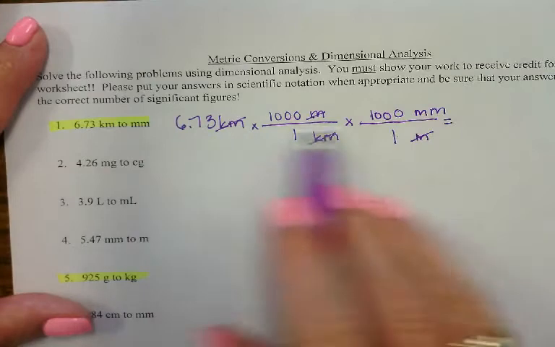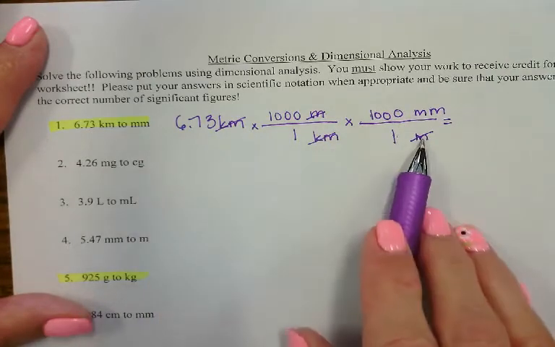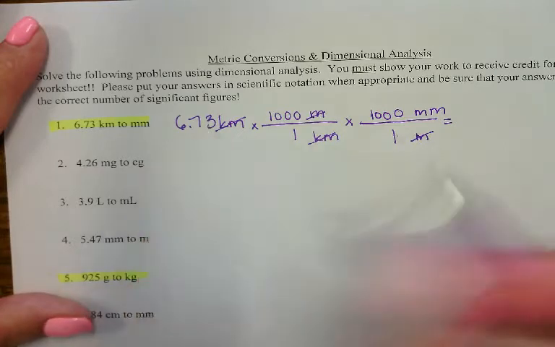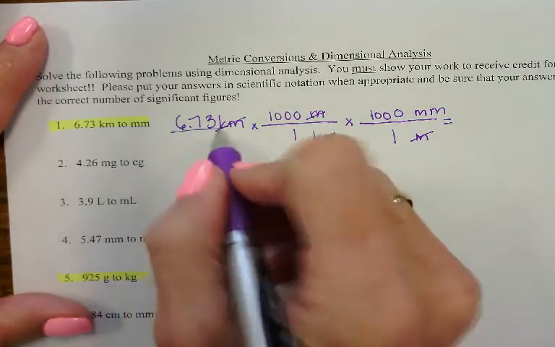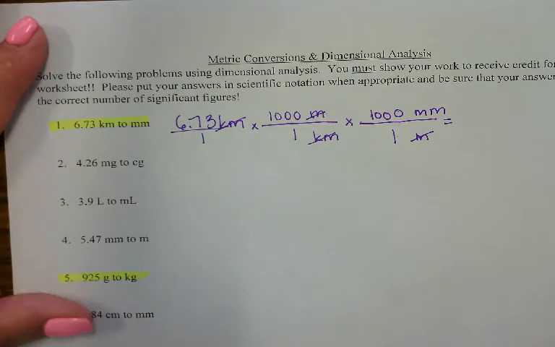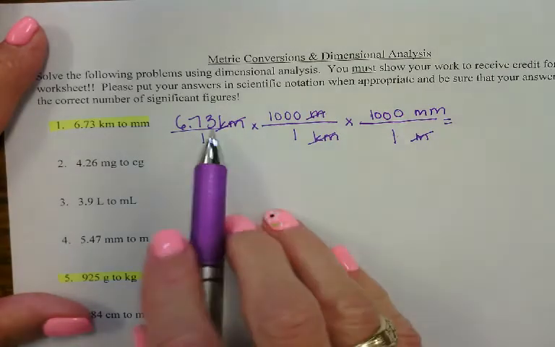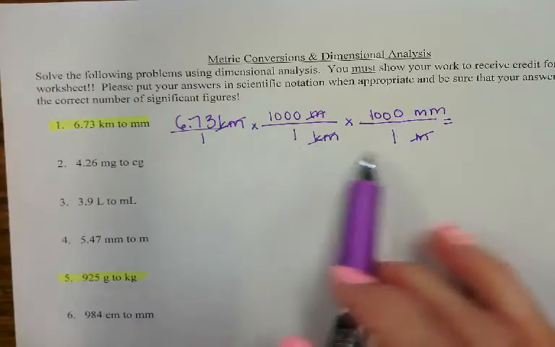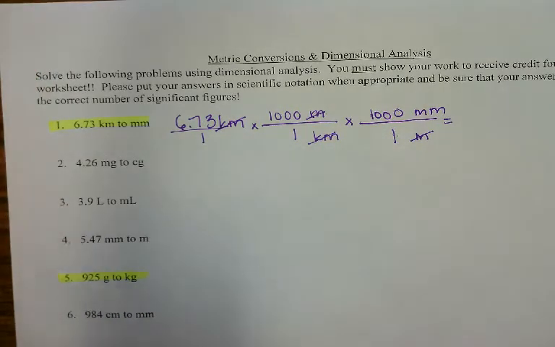Now I multiply everything that's in the numerator and divide by what's in the denominator. Just in case you don't know, 6.73 is a whole number, not a fraction, so we can make it into a fraction by putting it over 1 if that makes you more comfortable until you learn how to use dimensional analysis. So I'm going to multiply 6.73 times 1,000 times 1,000, and I'll divide by 1. Let's see what that gives me.